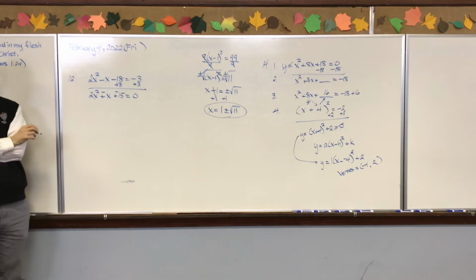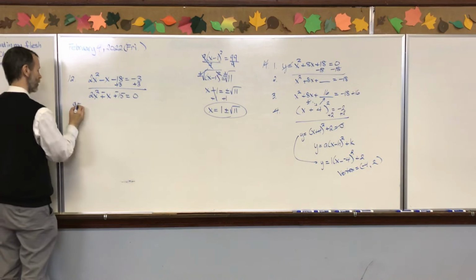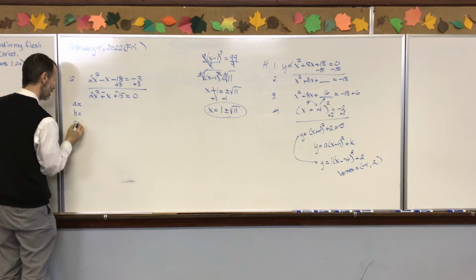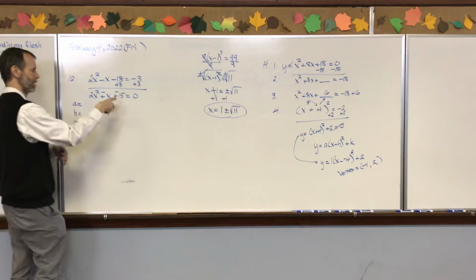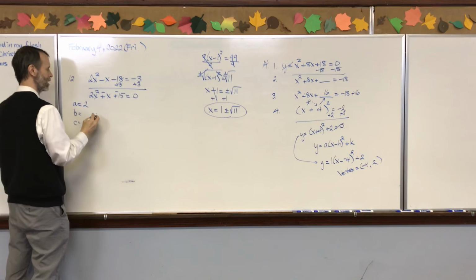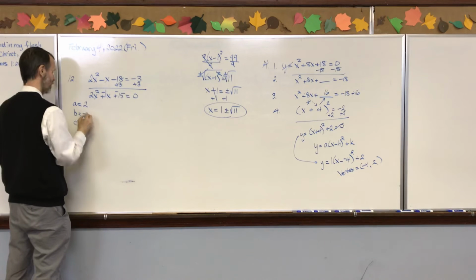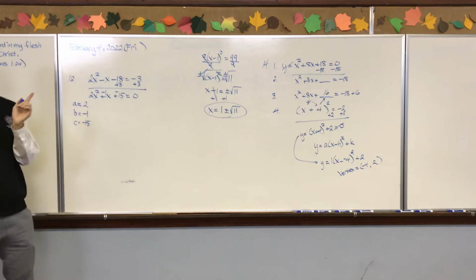So question, no math people. I want a, b, and c. So Maria, help me out. What's a? 2. What's b? Negative 1. Good. What's c? Negative 15. Those are the numbers used with the quadratic formula.